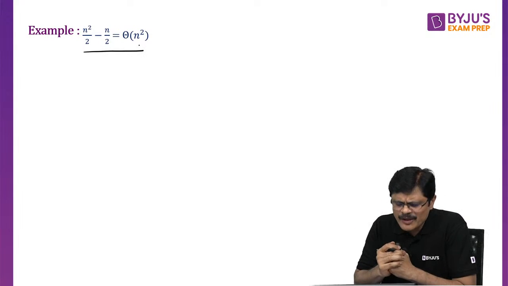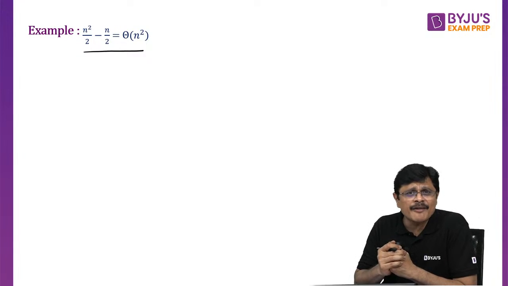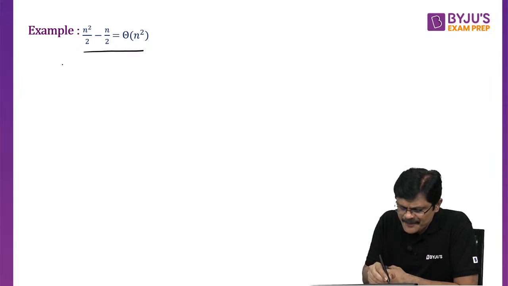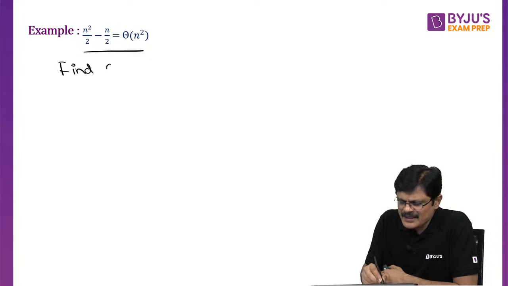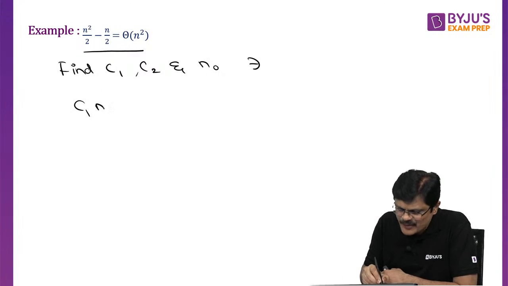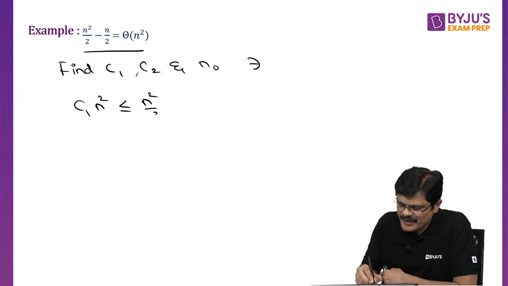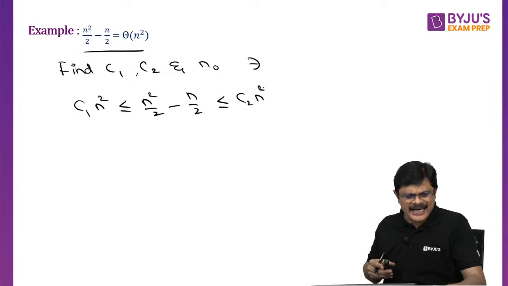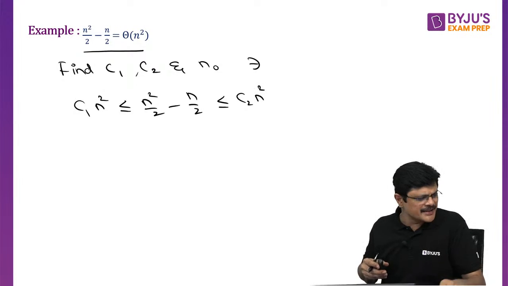What do you mean by n square by 2 minus n by 2 is big theta of n square? What do you mean by this? So how do you solve this problem, sir? We have to find c1, c2 and n0 such that c1 times n square is less than or equal to n square by 2 minus n by 2, which is less than or equal to c2 times n square. Is the idea clear?